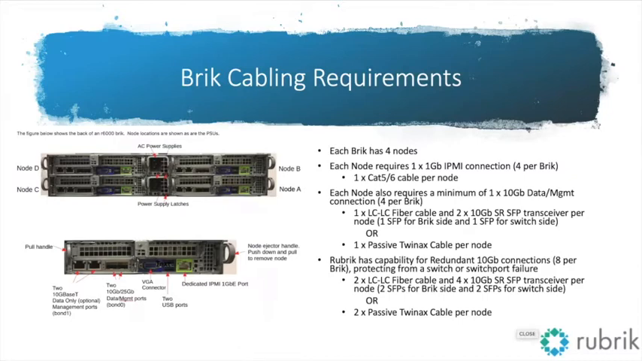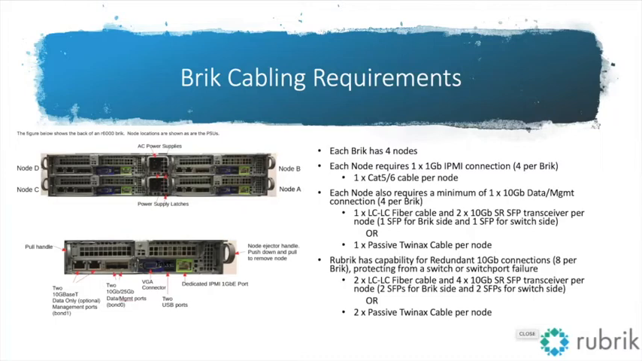Each node also requires a minimum of one 10 gigabit data management connection. For cabling, we have 2 options: one LC to LC fiber cable and 2 10 gigabit SR SFP transceivers per node, and that's one SFP for the brick side and one SFP for the switch side, or one passive twin-ax cable per node.